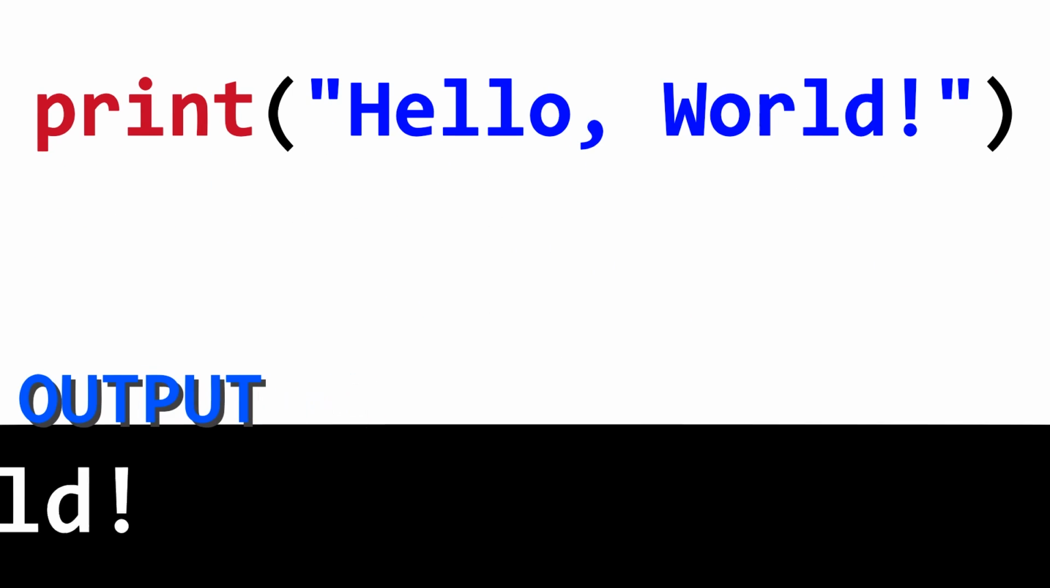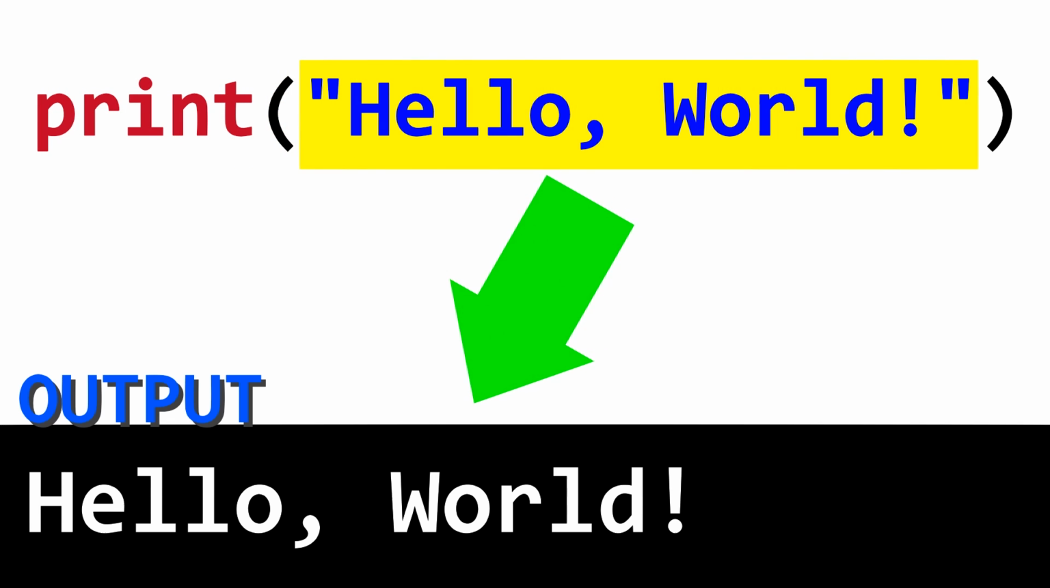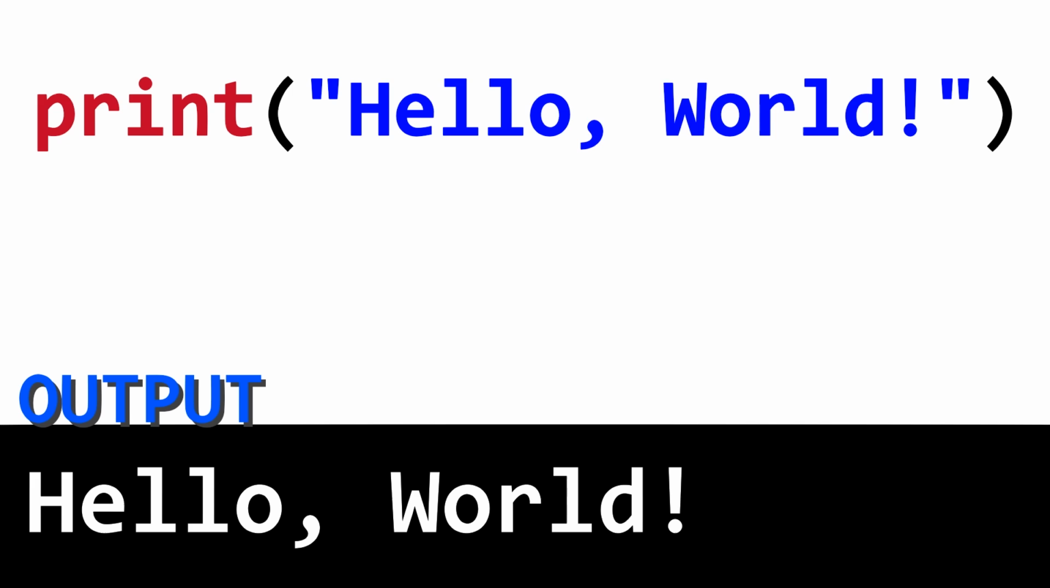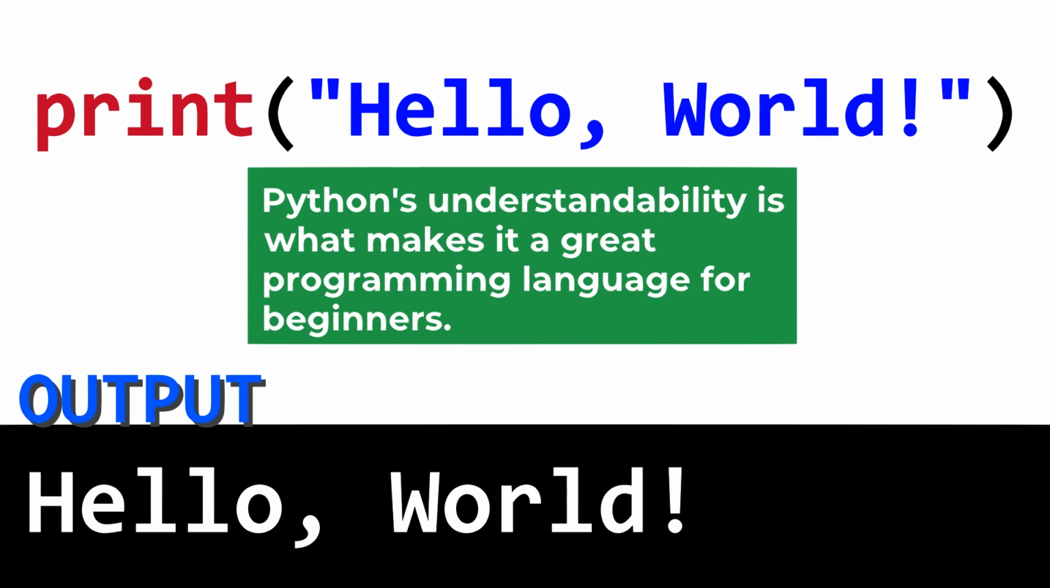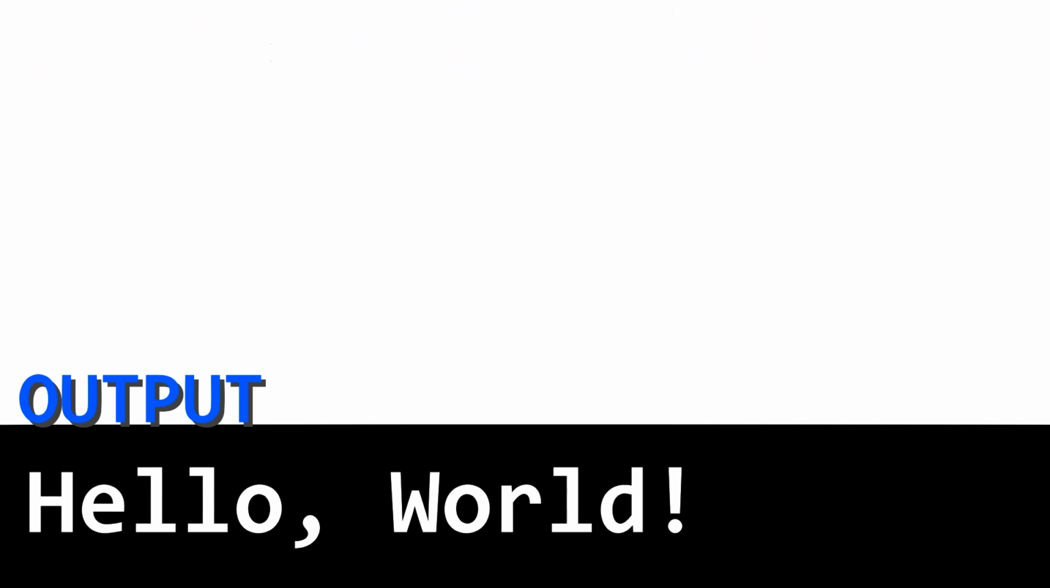If you take the output of this program and compare it to what you wrote, you can easily make an educated guess that print takes the word in parentheses and outputs it to the console. Python was designed in a way where the code can be easily understood, even by people that may not know that much Python. But what if the programming language was designed not to be understandable at a glance?